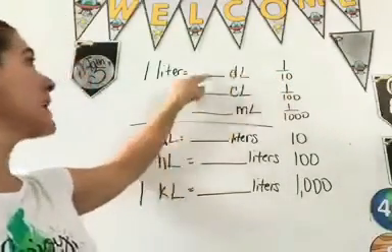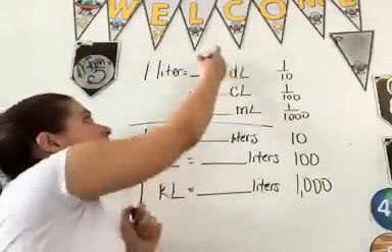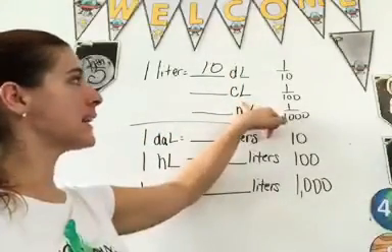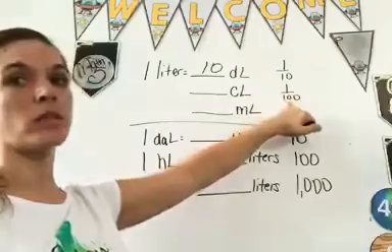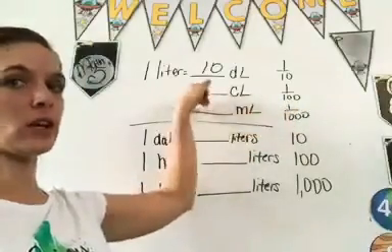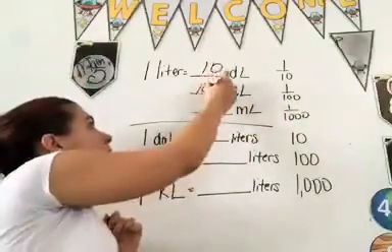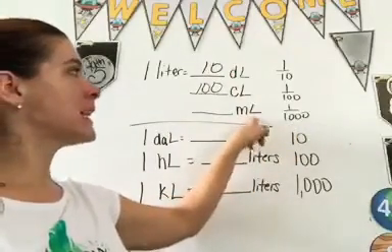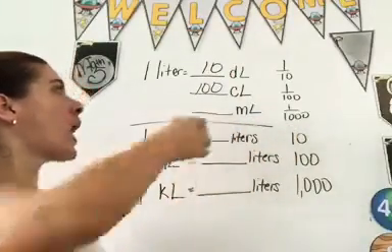So how many deciliters are in a liter? 10. How many centiliters? Centi means what? 1/100. So how many centiliters are in a liter? 100. Milli means 1/1,000. So how many milliliters are in a liter? 1,000.